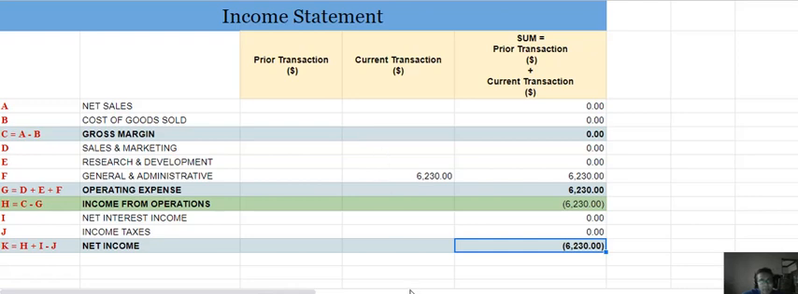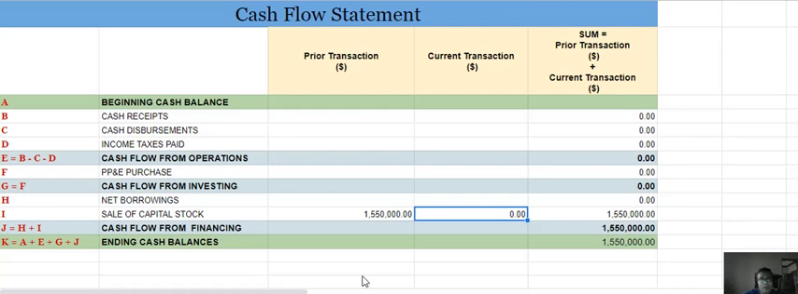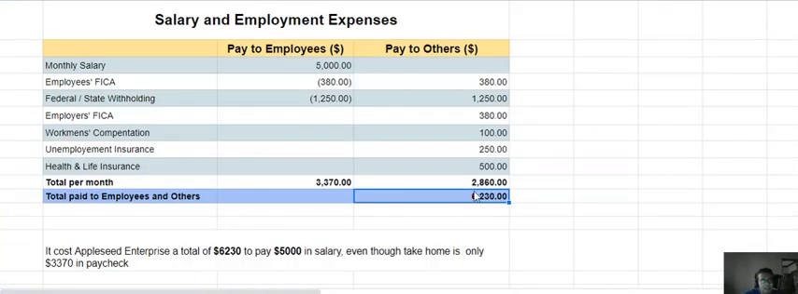Let's go to the next statement, which is cash flow statement. Do I need to make any entry over here in this cash flow statement? Answer is yes. How much money do I have to enter over here, and against which item do I need to make an entry? Let's go back to the salary and employment expense calculation worksheet. Here you can see $3,370 is the only money that is going to leave the company or that has already left the company, and it is my take home.